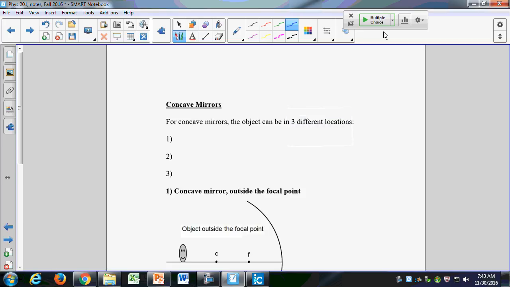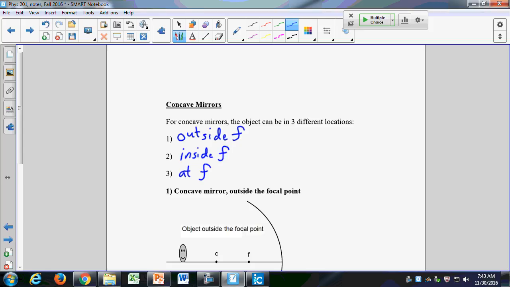Okay, so for concave mirrors, the object can be in three different locations. It can be outside the focal point. It can be at the focal point. Or, no, inside the focal point. Let me see, I forget what order I do it. I'll do inside the focal point and at the focal point. All right, so we're dealing with concave mirrors.